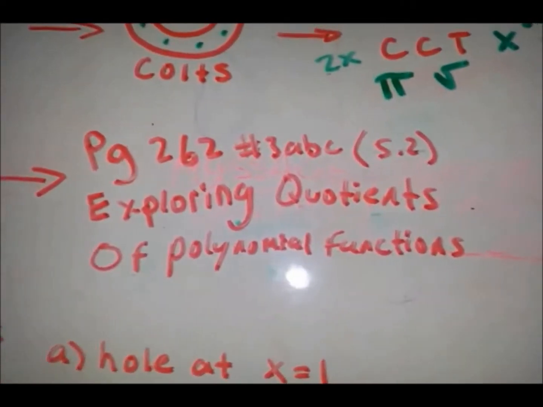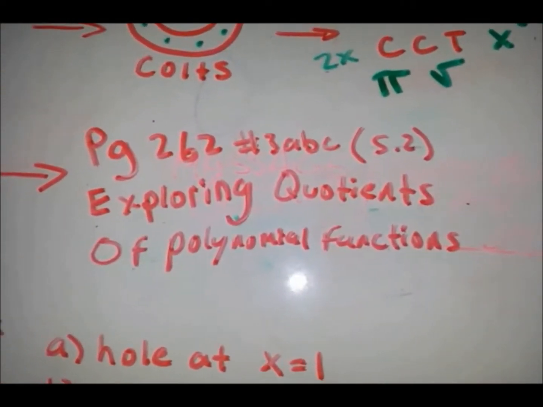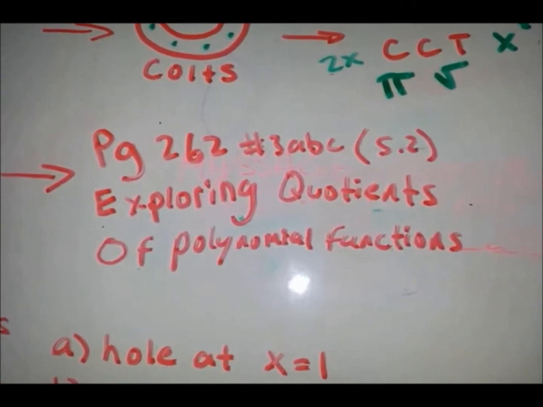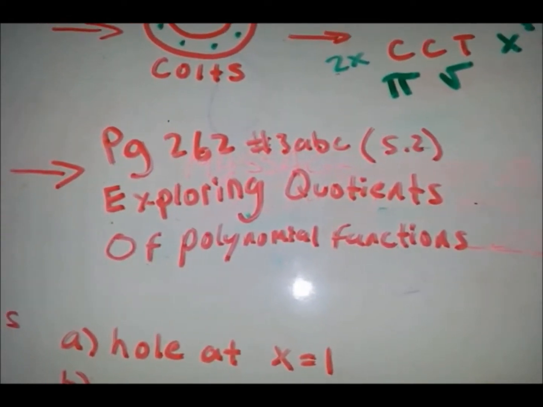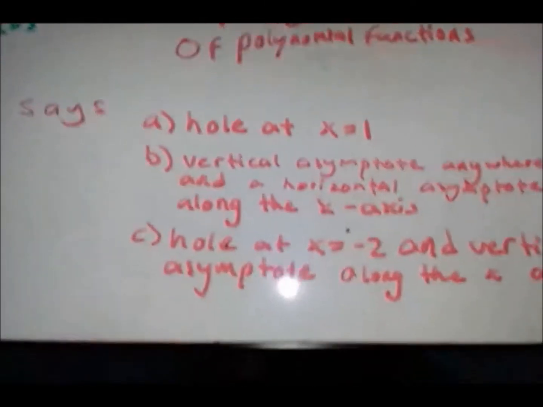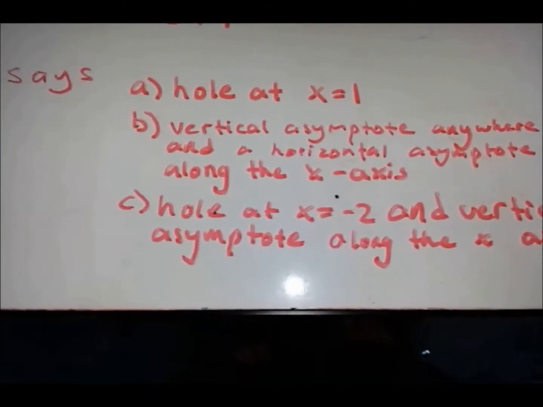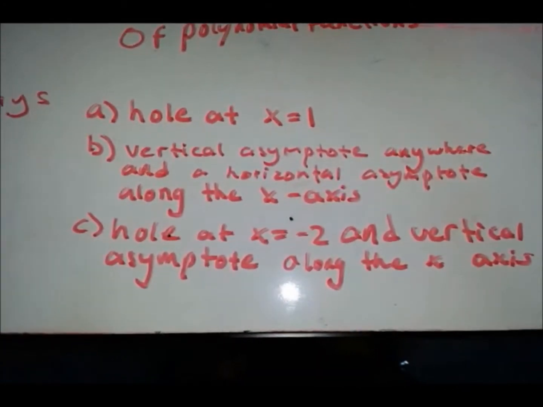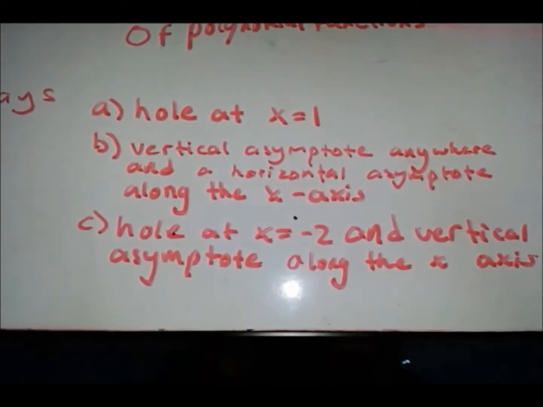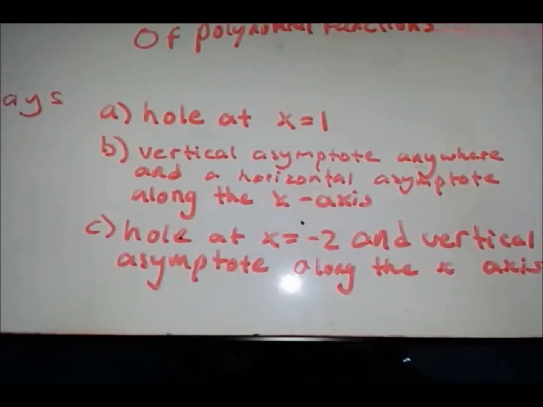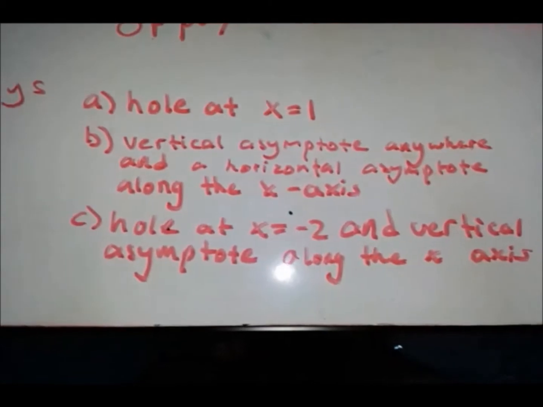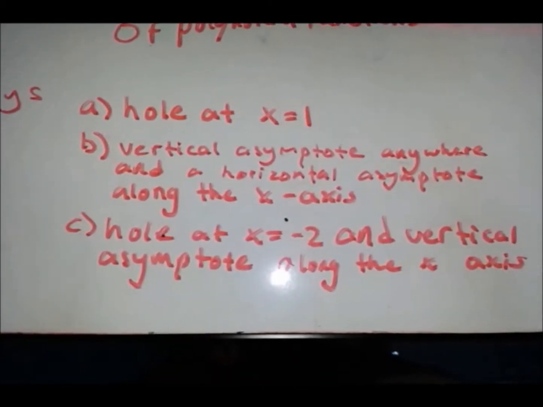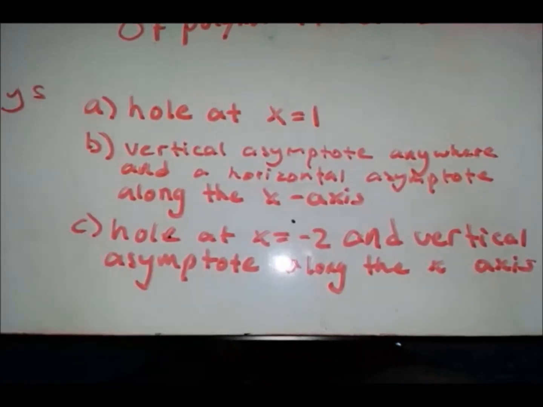My question concerns lesson 5.2, exploring quotients of polynomial functions, page 262, number 3, A, B, and C. My question says, write an equation for rational functions with the properties as given. A: hole at x equals 1. B says vertical asymptote anywhere and a horizontal asymptote along the x-axis. C finally says hole at x equals -2 and a vertical asymptote at x equals 1.